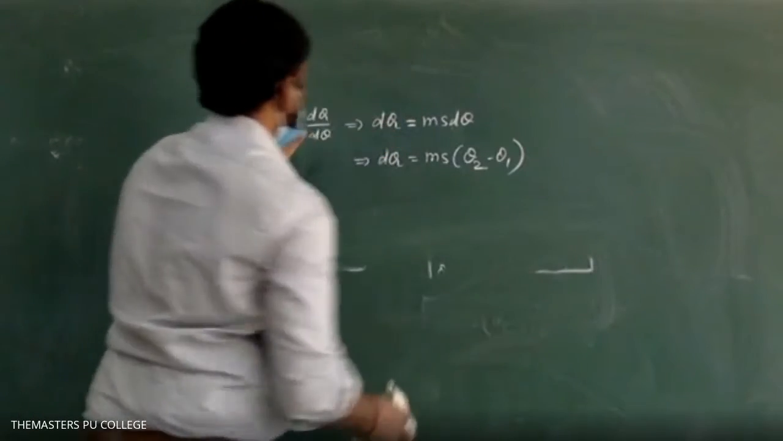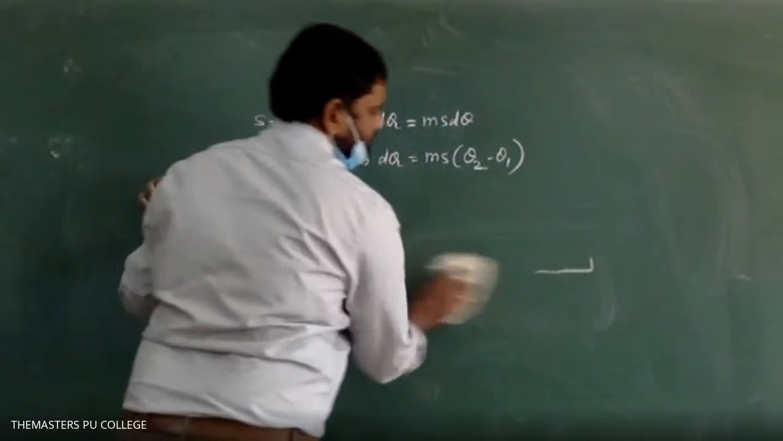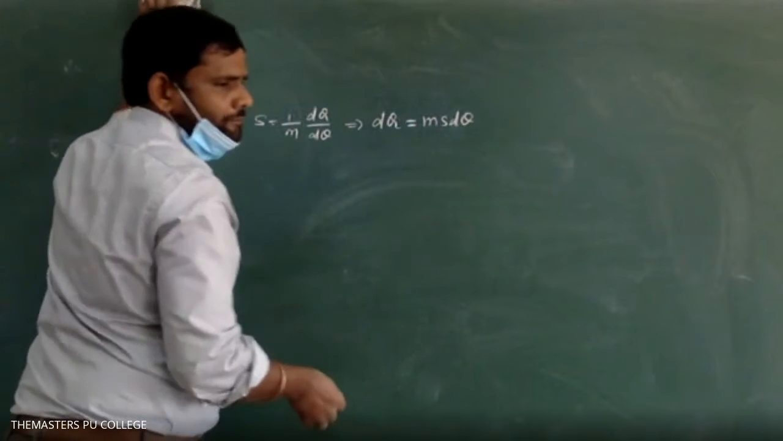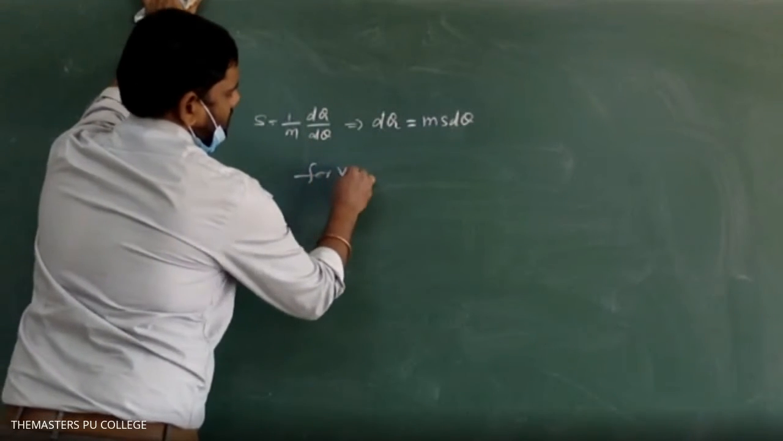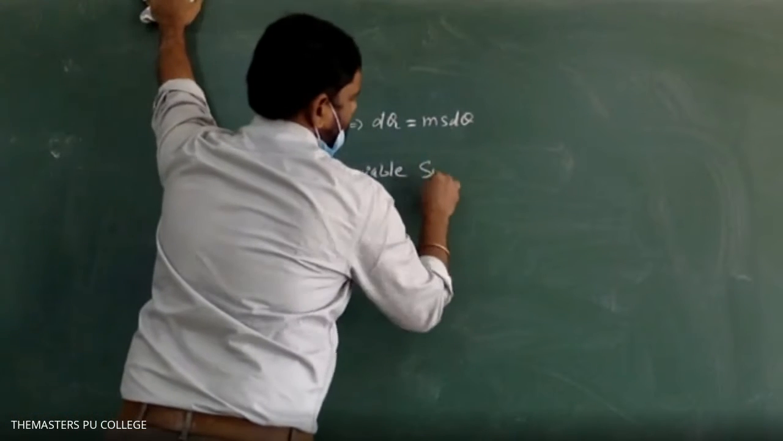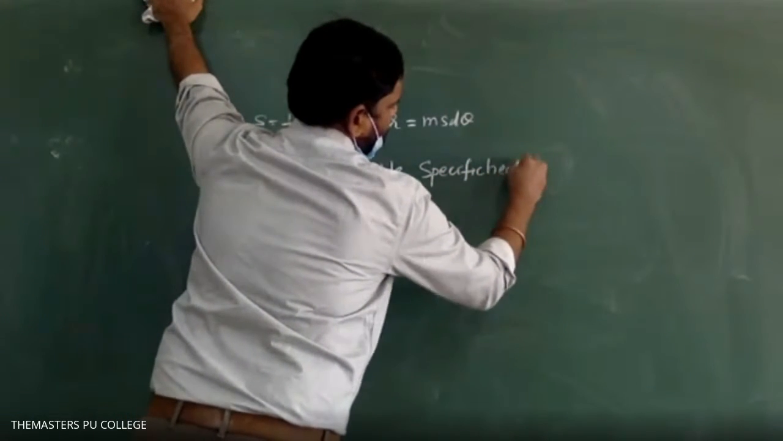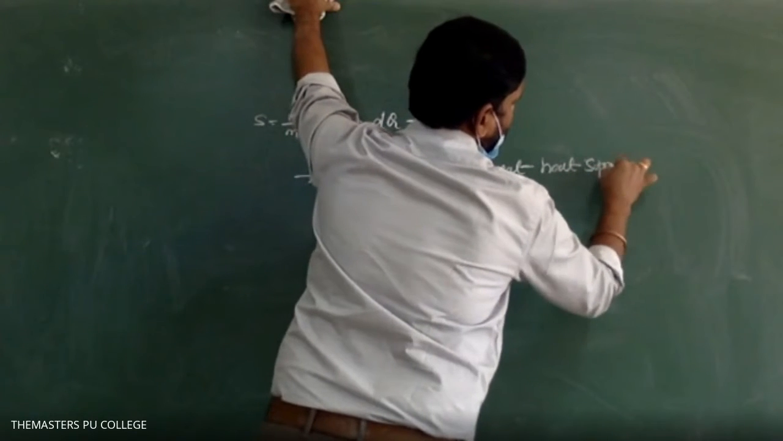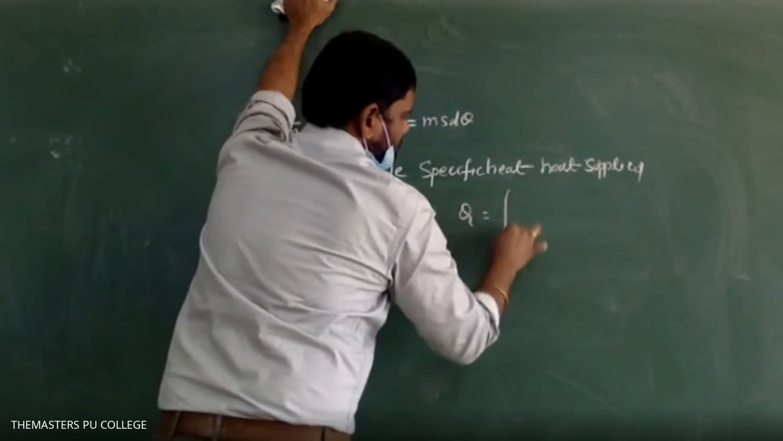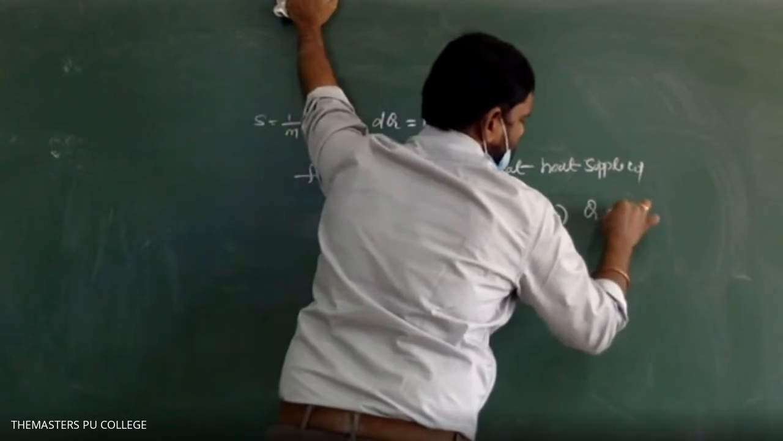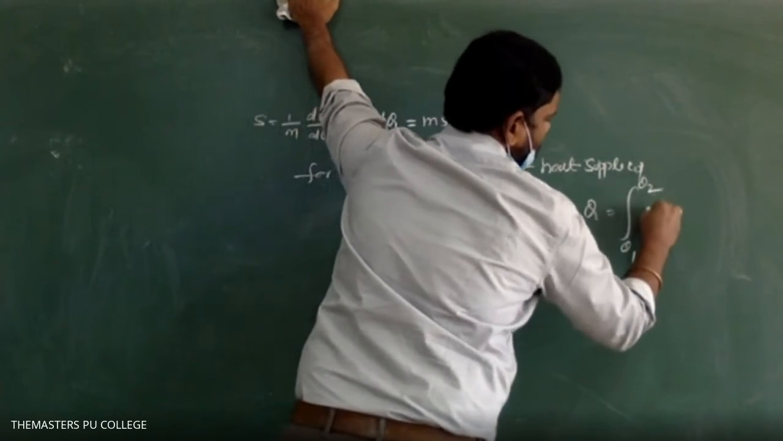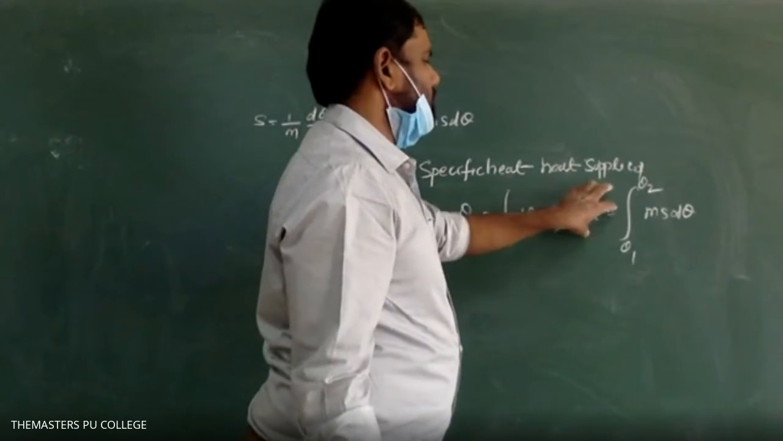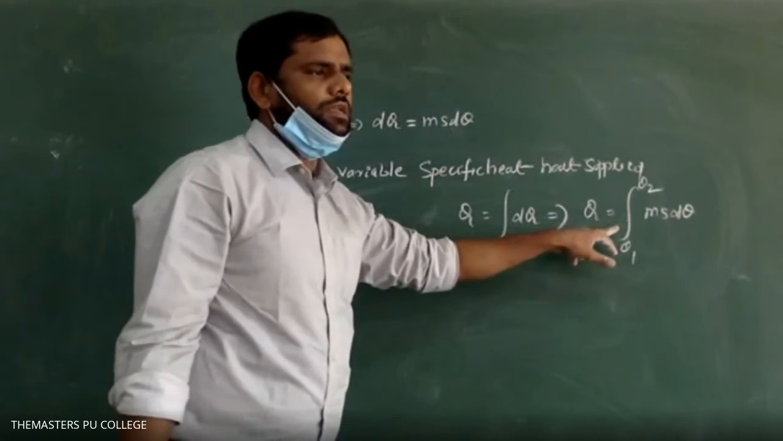Till here, just write this: dQ equals m S d theta. Now for variable specific heat, the heat supplied Q equals integral dQ, that implies Q equals integral from theta 1 to theta 2 of m S d theta. For example, if the specific heat is variable with temperature, in such a case how to calculate the heat supplied? By integration. I think you know this mathematical function, integration and differentiation.